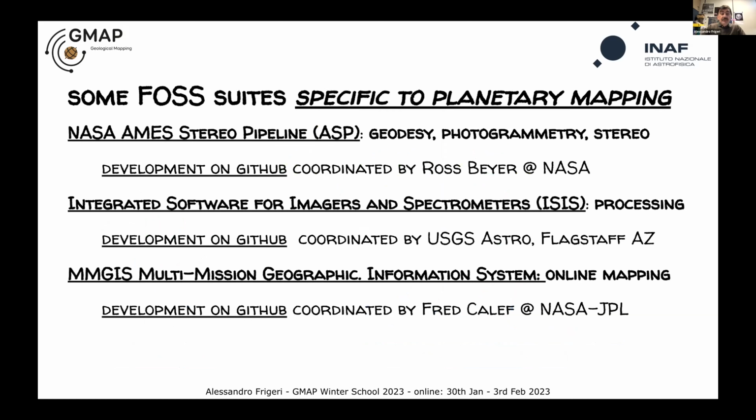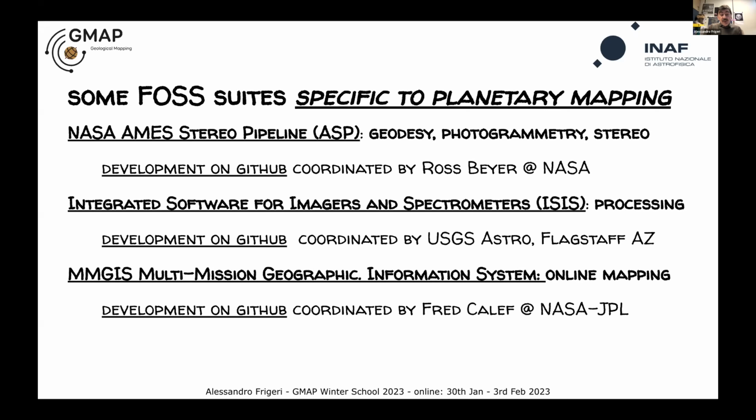And then there is free open source software specific to planetary mapping. You have heard about the NASA Ames Stereo Pipeline, which is developed by NASA Ames and coordinated by Ross Beyer, and the development is made on GitHub. And then there is ISIS, which we heard about these days, and is the standard, or let's say the most used software for processing and projecting planetary data. The development is made by the USGS Astrogeology Center in Flagstaff, Arizona.